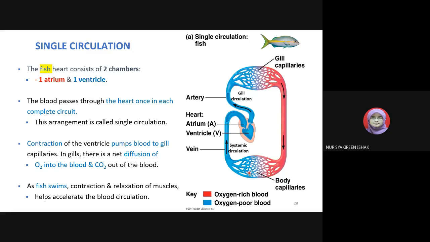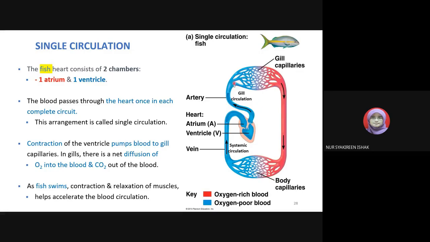You find the blood capillaries within body organs within the fish. So the blood returning back to the heart, you have oxygen poor blood. This oxygen poor blood enters into the atrium and into the ventricle.